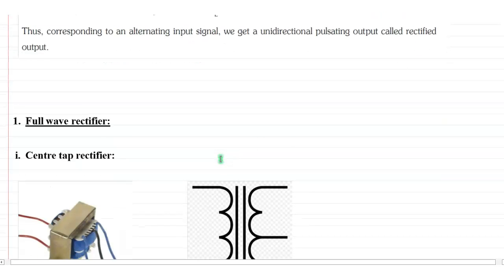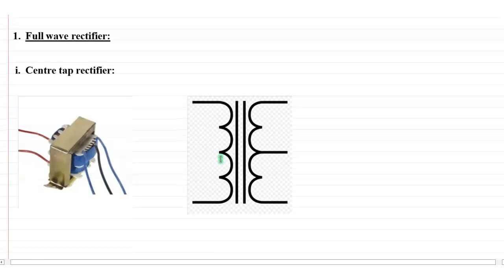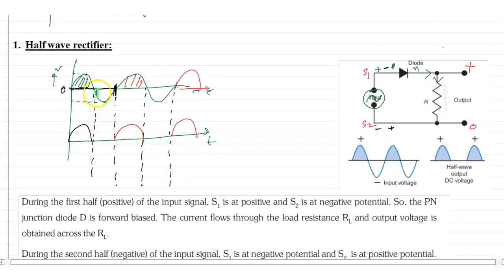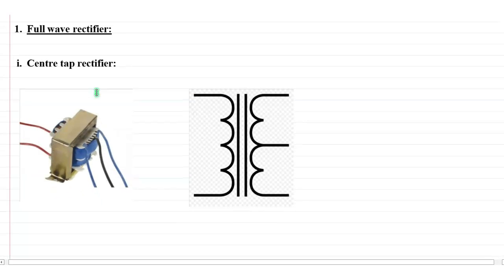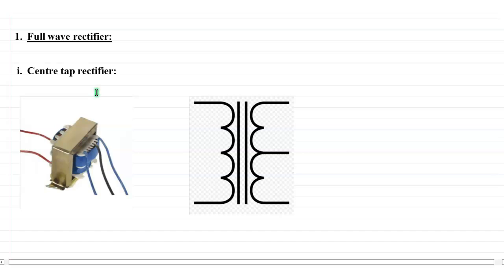There is another rectifier called the full wave rectifier, where the negative part of the input signal is converted into a positive part. This is called a full wave rectifier. For a full wave rectifier, we need a transformer, called a center tap transformer.